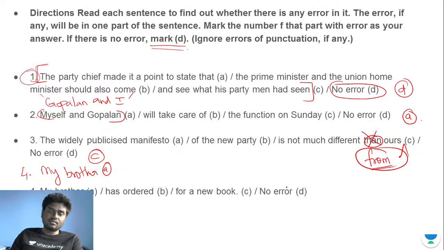So what is the error? Which part exactly has an error in this? Come on. Come on, guys. What will be the error? Which part will be the error for the fourth question? Yeah, quickly.